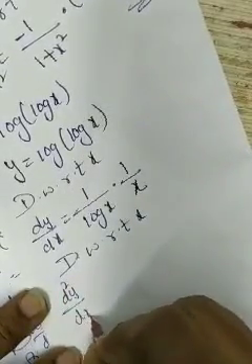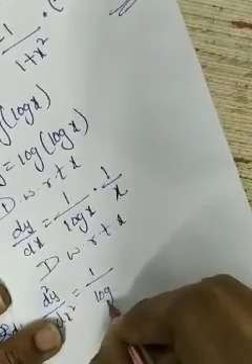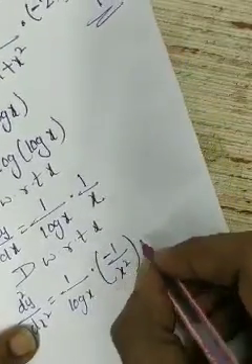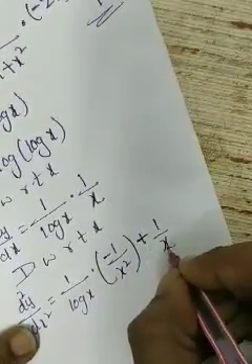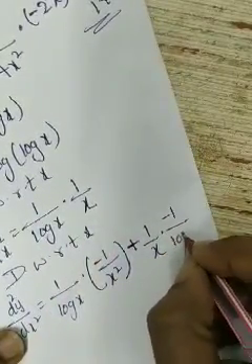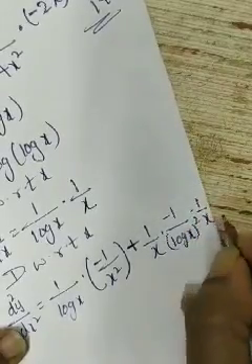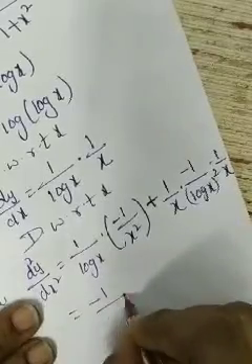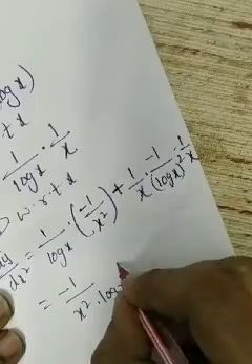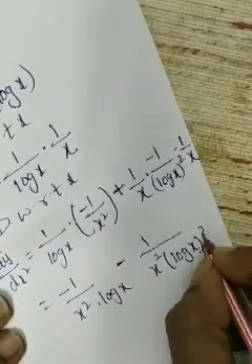d square y by dx square is equal to, use the product rule. Keep 1 by log x as it is. What is the derivative of 1 by x? Minus 1 by x square. Plus, now keep 1 by x as it is. Differentiate 1 by log x. Minus 1 by log x the whole square into log x derivative is 1 by x, which is equal to minus 1 by x square into log x minus 1 by x square into log x the whole square.